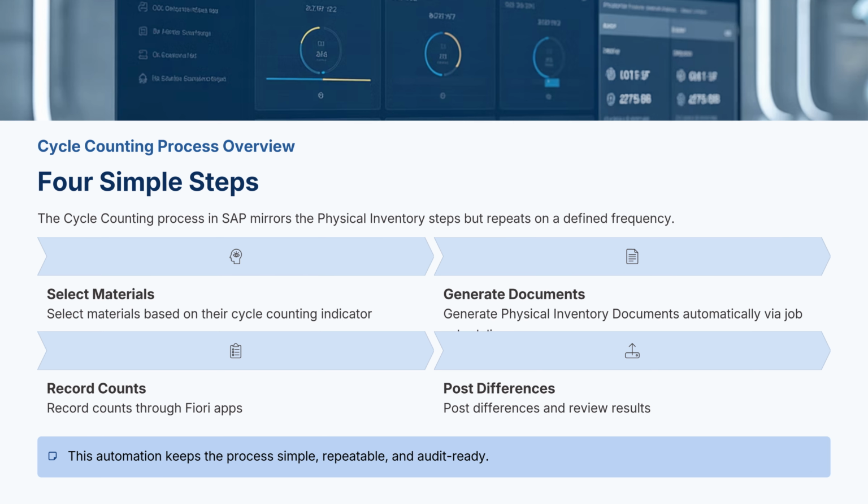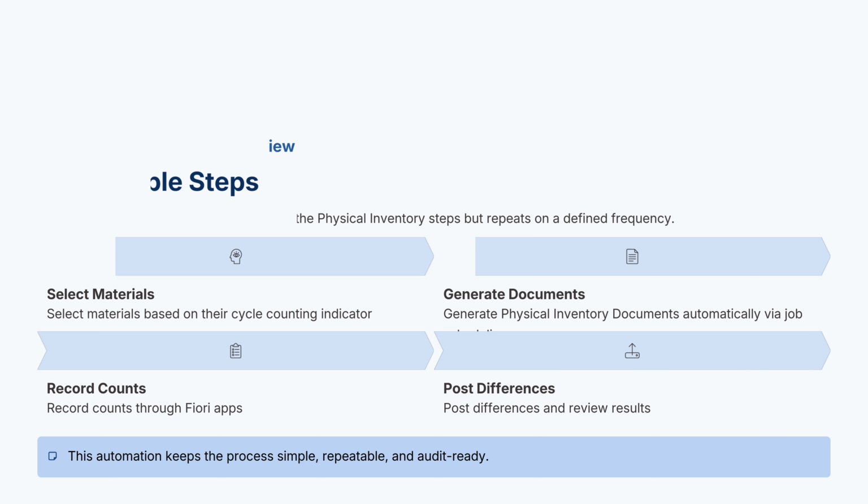Cycle counting process overview. The process follows 4 core steps. First, SAP identifies materials due for counting based on their indicator. Second, the system automatically creates physical inventory documents. Third, counts are entered and validated through Fiori apps. Finally, differences are posted and reviewed. The process mirrors physical inventory but operates continuously, enabling audit-ready accuracy every week of the year.